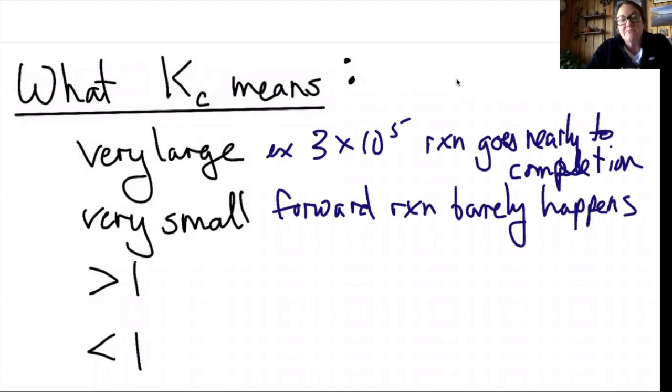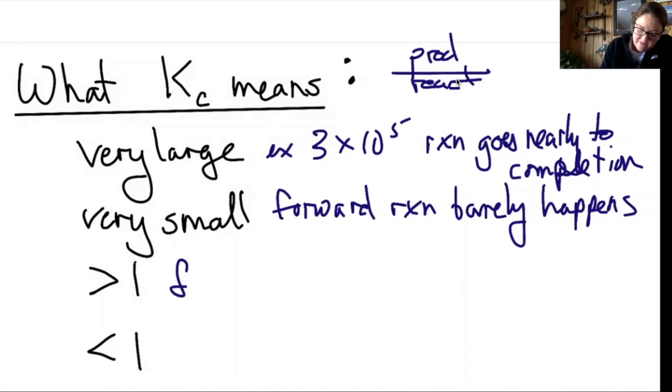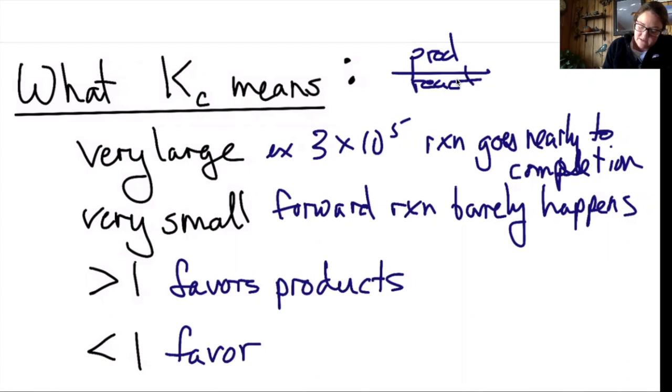But sometimes a reaction barely happening can still be significant if it releases something like hydrogen ions, which make it acidic, or if it releases something like lead ions, which make it toxic to an ecosystem. Generally speaking, if K is greater than 1, since we're talking about a ratio of products to reactants, we say it favors products. If it's less than 1, we say it favors reactants. And when I refer to products and reactants, I'm referring to the forward reaction.